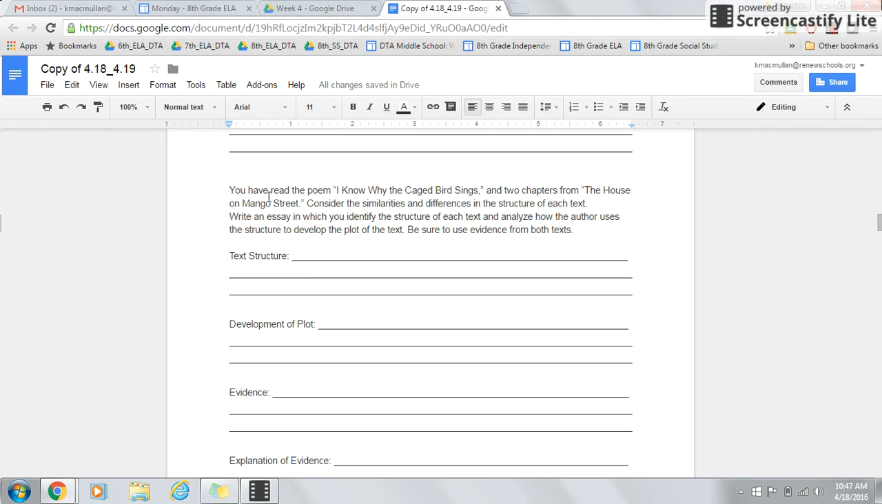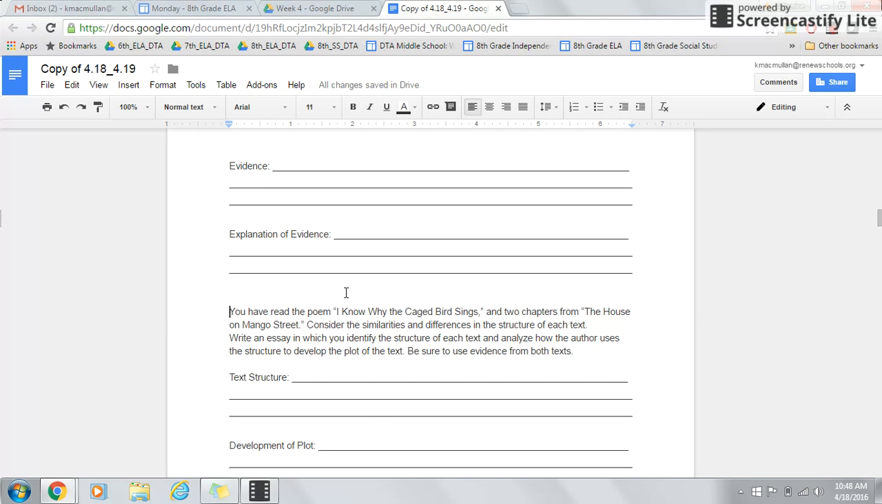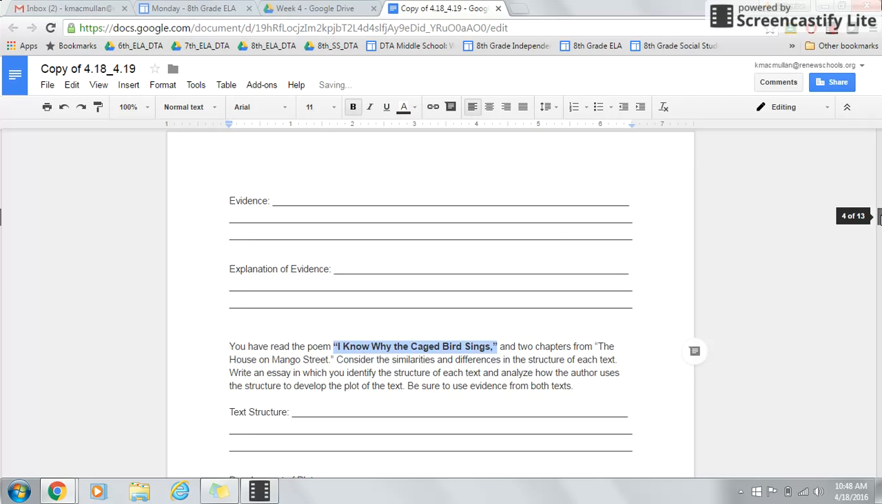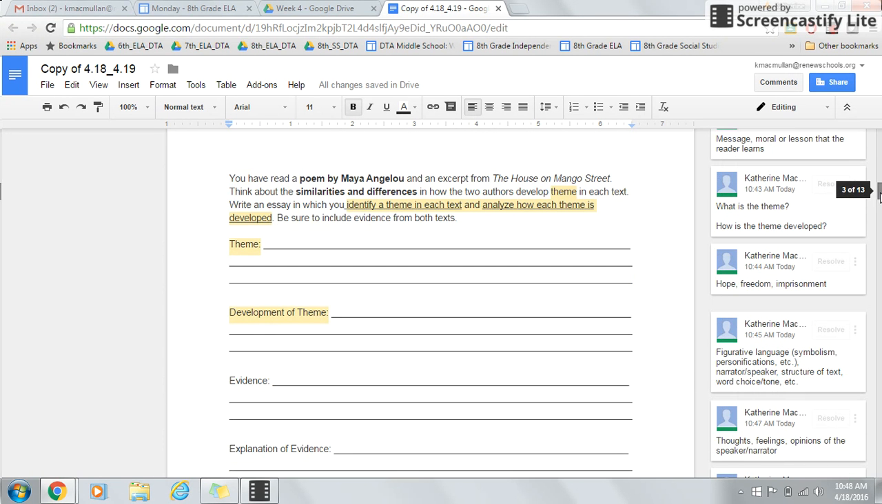Then on your own, I want you to go on to answer the last mini prompt. You have read the poem I Know Why the Caged Bird Sings and 2 chapters from The House on Mango Street. Consider the similarities and differences in the structure of each text. Write an essay in which you identify the structure of each text and analyze how the author uses the structure to develop the plot of the text. Be sure to use evidence from both. So you're going to work on just I Know Why the Caged Bird Sings for each of these 3 mini prompts. They should be in complete sentences. If you have any questions, raise your hand.